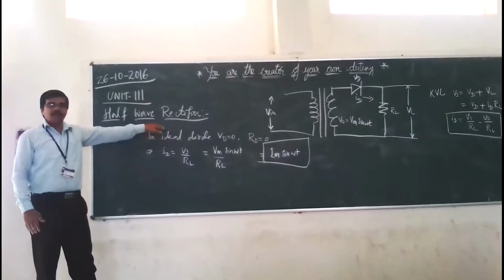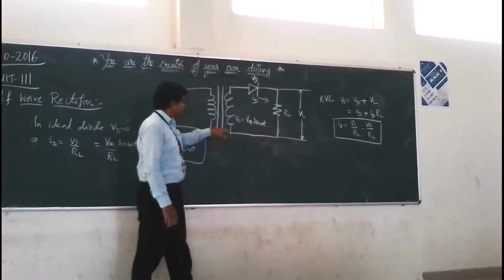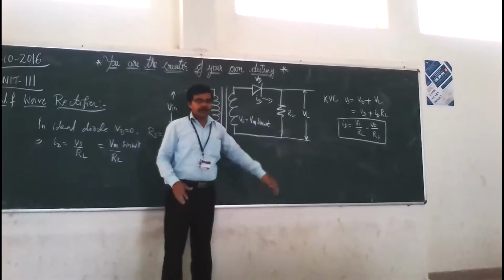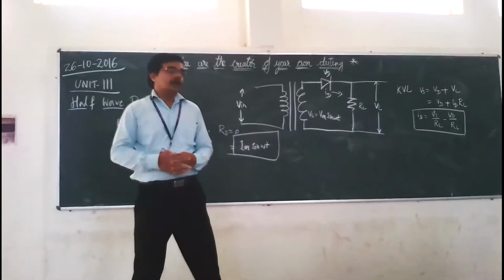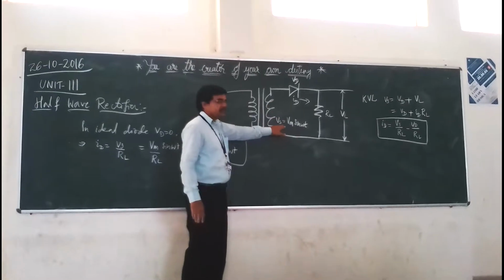The topic is the half wave rectifier. This is the circuit of your half wave rectifier. You have a transformer, a diode, and the load resistance. This is your V input and this is your V secondary.